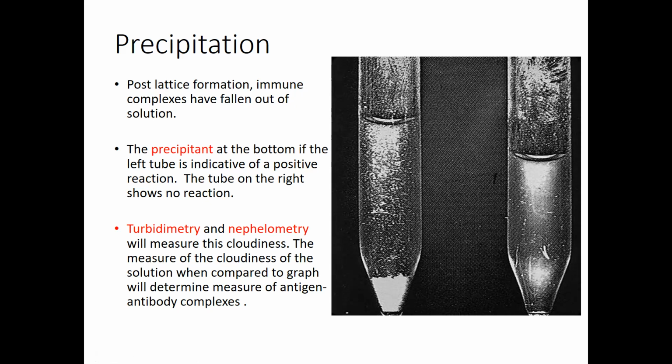Both turbidimetry and nephelometry will measure the cloudiness of these solutions. To test it, we would have to reinvert these and shake this up. We're basically going to measure how cloudy it is, and it's directly proportional. So when we're looking at turbidimetry, if there's a lot of cloudy solution, very little light shines through. And when we're looking at nephelometry, a lot of immune complexes will scatter a lot of light.